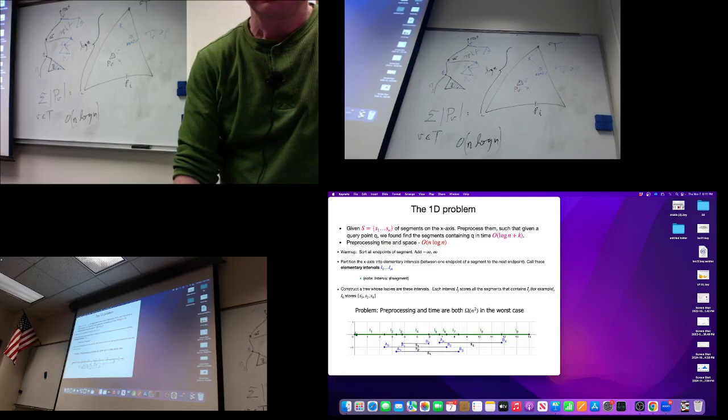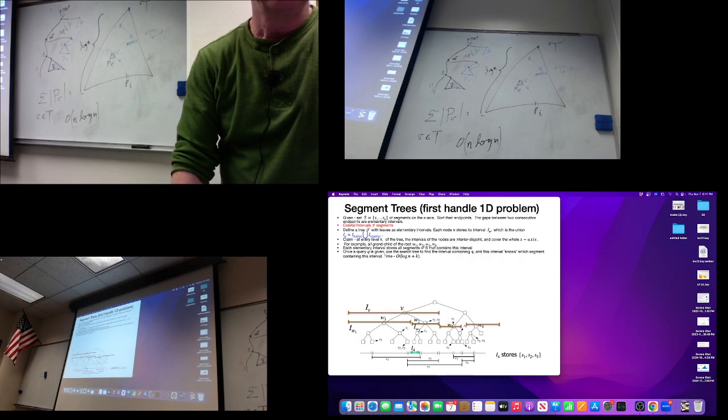But this will mean that I have a lot of intervals, and it's very easy to create an example where each interval needs half of the segments. So this will be quadratic memory. That's bad news.